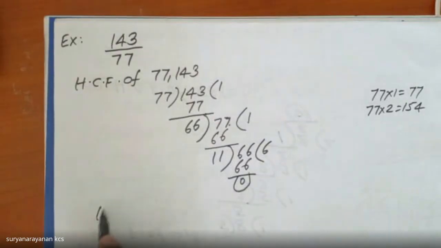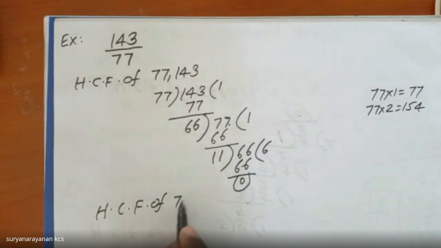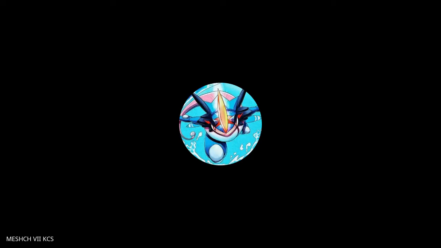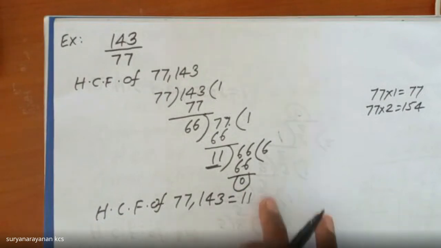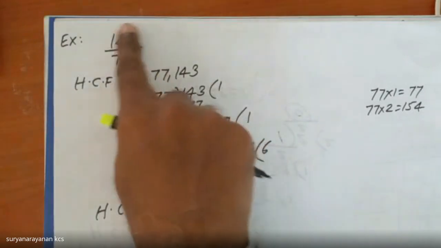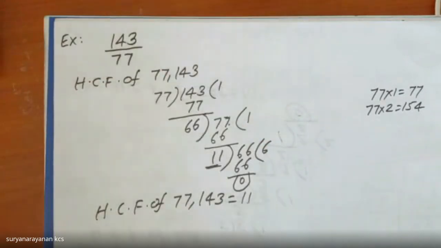Then can you tell me what the HCF is? 11, sir. The last divisor is 11. So here we got the HCF of these two numbers is 11. Therefore, we can say that this fraction is not in its lowest terms.